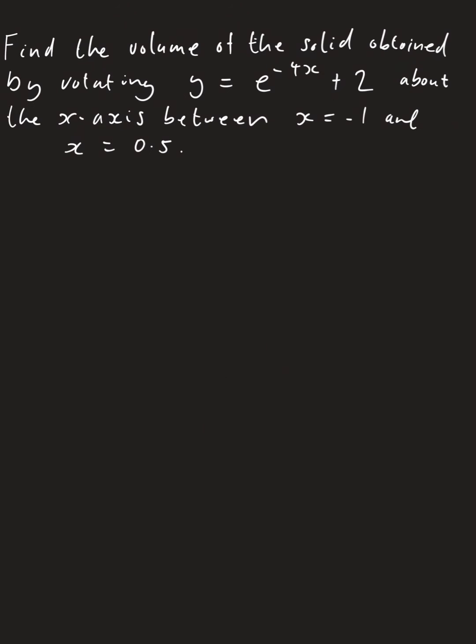Another example. Find the volume of the solid obtained by rotating the function y is equal to e to the power of minus 4x plus 2 about the x-axis between x equal to minus 1 and x equal to 0.5. So this function, roughly, if we sketch it out, looks like this, and our points are minus 1 up to 0.5, very, very roughly, something like that.